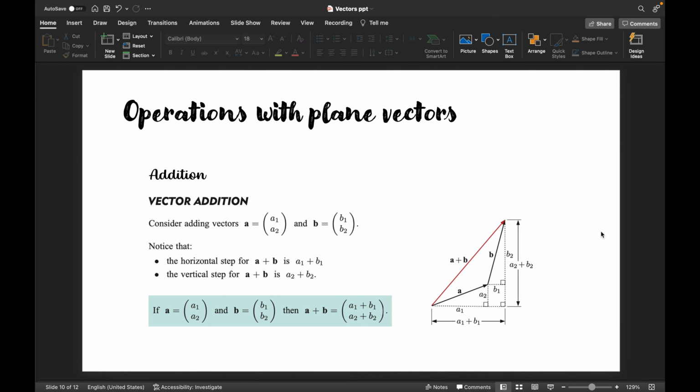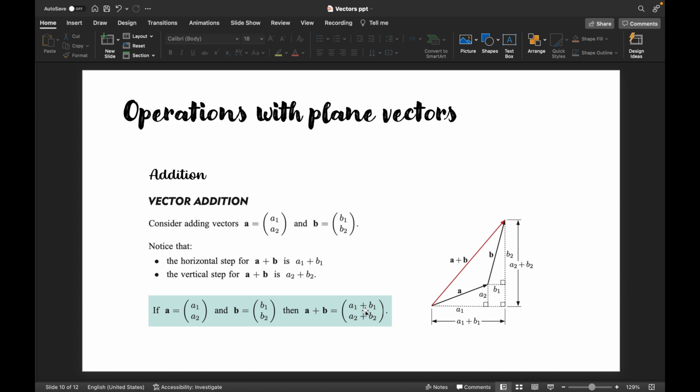Next topic is operations with vectors. We have 3: addition, subtraction, and multiplication. In vector addition, we just have to add the x components and then the y components. So just imagine we have the vector A, which is A1, A2, and B, B1, B2. Notice that the horizontal step for A plus B is A1 plus B1, and the vertical step would be A2 plus B2. So you just have to add these two, and then write it like this.